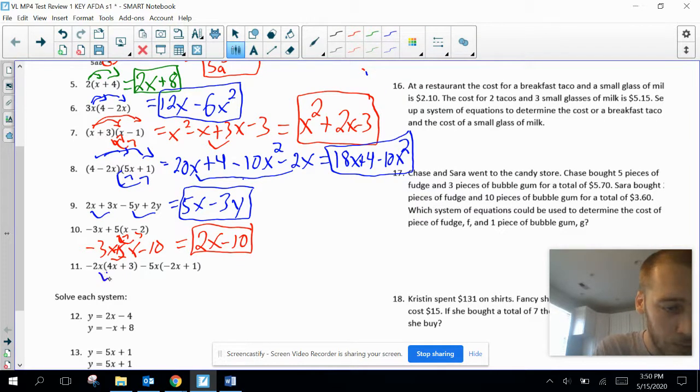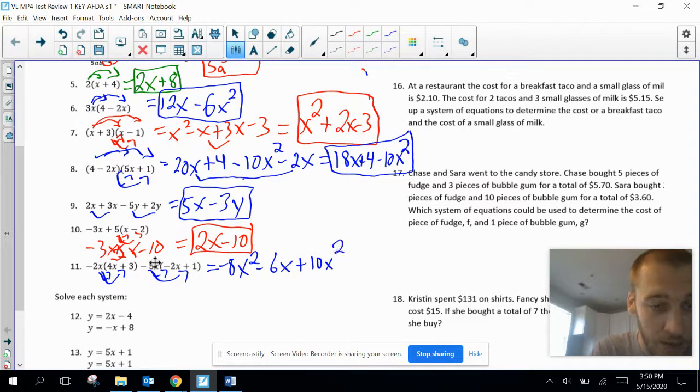All right, just going to do the same thing, just a little bit more complicated. We're distributing, and then we're going to look to combine any like terms. So negative 2x times 4x, that's negative 8x squared. Negative 2x times positive 3, that's negative 6x. Don't forget, this negative is getting applied to both of these things in the group. So negative 5 times negative 2, that's positive 10. And then x times x, that's x squared. And then here we've got negative 5 times positive 1, that's negative 5, and we still just keep the x.